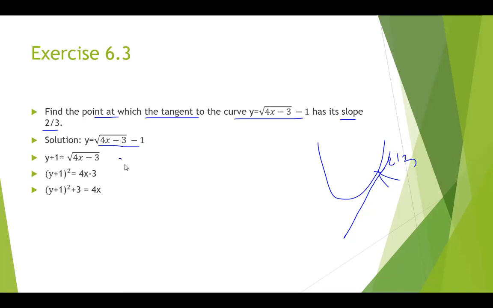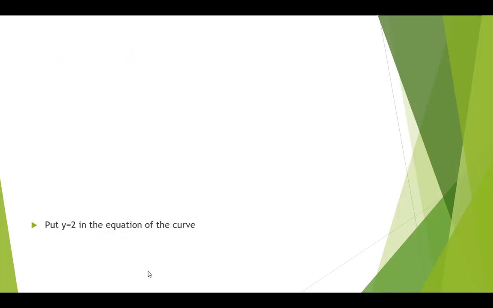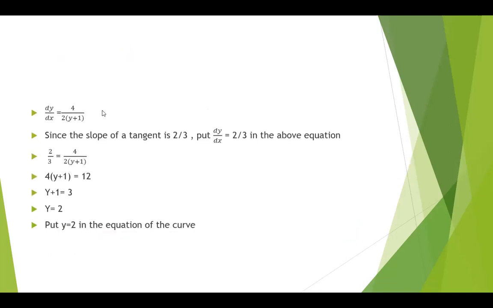Okay, take squaring on both sides. Squaring on both sides, y plus 1 whole square plus 3 is equal to 4x. Differentiate with respect to x on both sides, d by dx of y plus 1 the whole square. It is 2 into y plus 1 into dy by dx plus 3. Derivative of constant, it is 0. d by dx of 4x, it is 4. So dy by dx is equal to 4 upon 2 into y plus 1. They have given, since the slope of the tangent to that curve at a particular point is 2 by 3, we put dy by dx is 2 by 3. When I put dy by dx is 2 by 3, okay, we get to cross multiply.